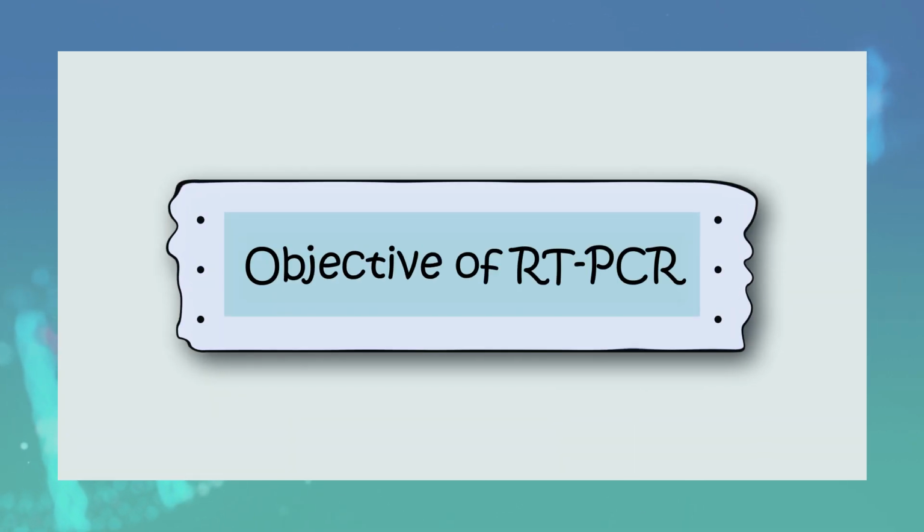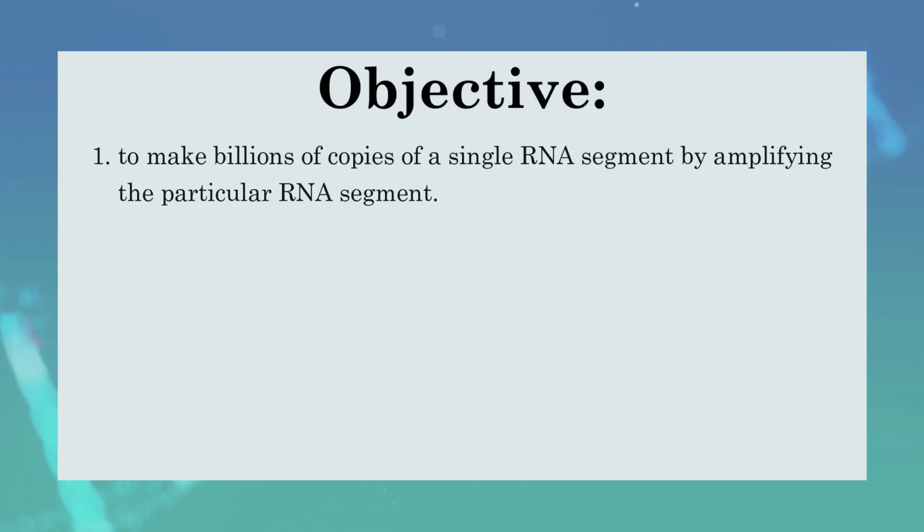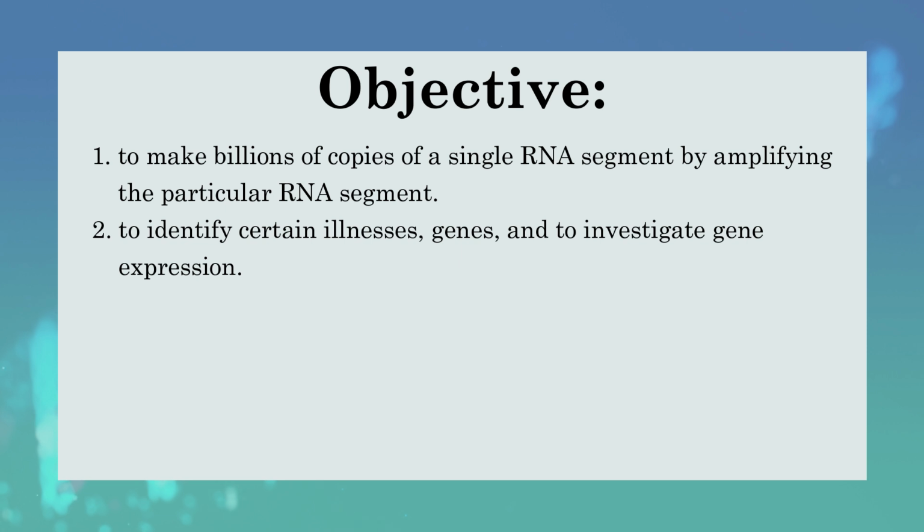Let's start with the objectives of RT-PCR. Its objective is to make billions of copies of a single RNA segment by amplifying the particular RNA segment, and to identify certain illnesses, genes, and to investigate gene expression.